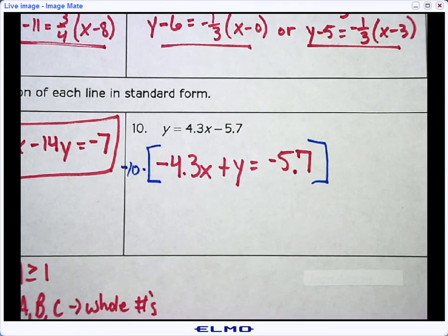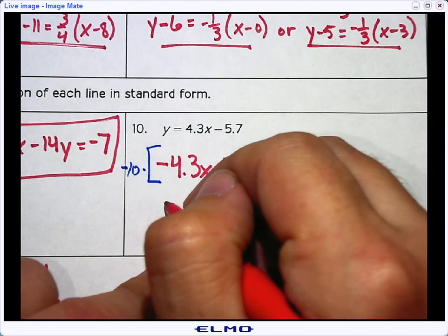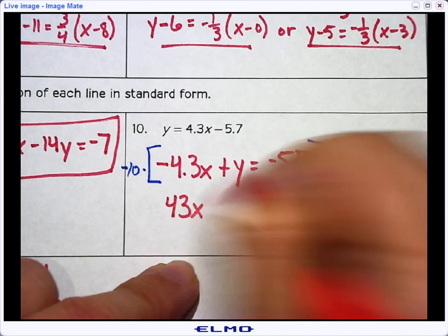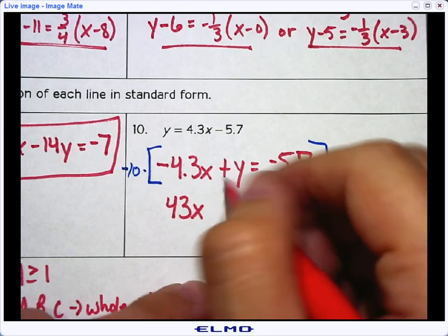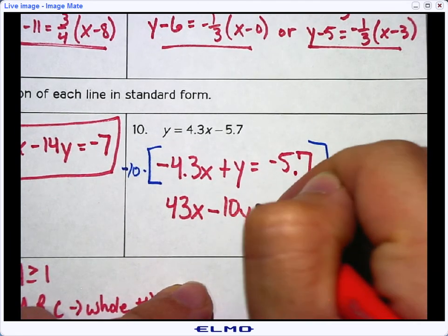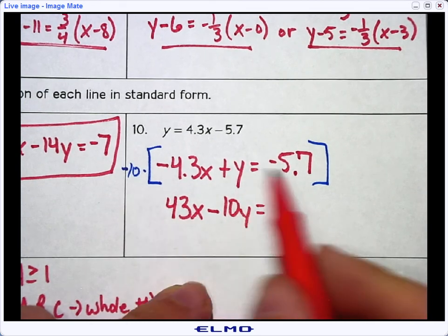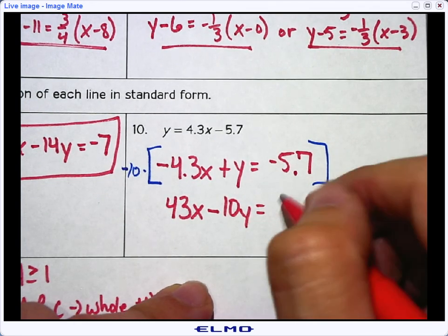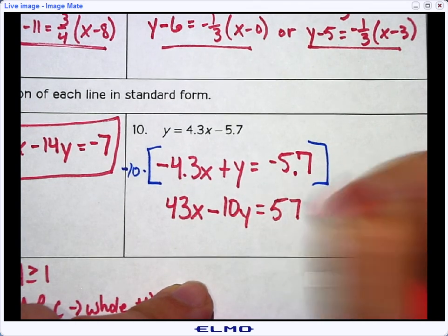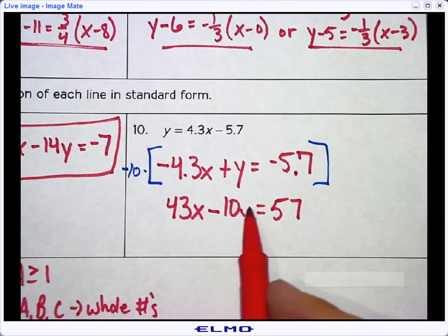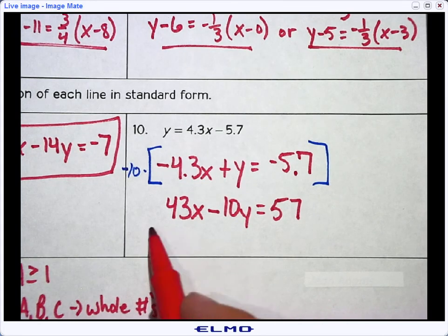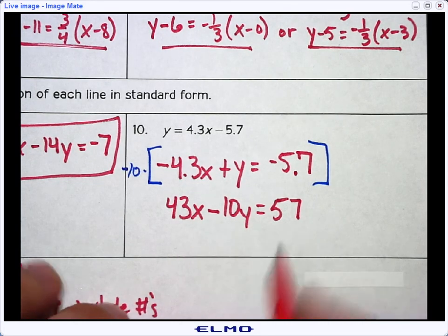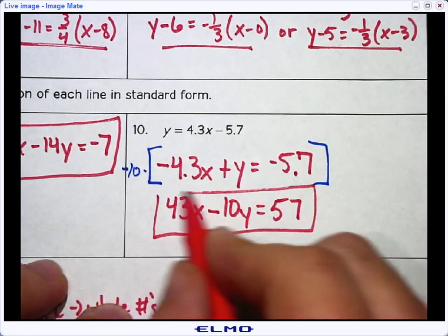negative 10. So negative 10 times negative 4.3x just turns into 43x. Negative 10 times y is just negative 10y. Negative 10 times negative 5.7 is just a positive 57. 43, 10, 57, there's nothing that divides into those other than 1, so there is no GCF other than 1. So this is my final answer.